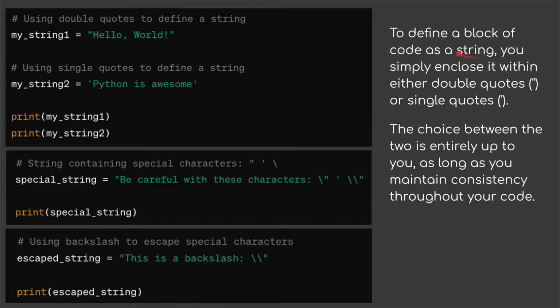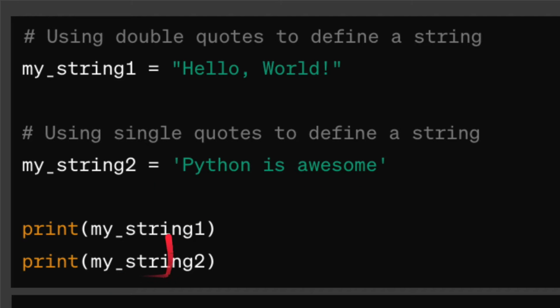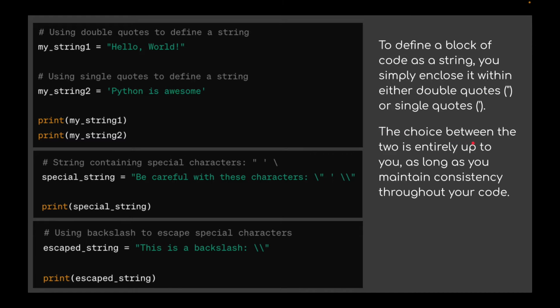So to define a block of code as a string, you simply enclose it within either double quotes, as you see here, or single quotes. Okay, I'm going to print off the two variables called myString1 and myString2 here. But the choice between the two is entirely up to you, as long as you maintain consistency throughout your code. There's also some things we've got to be careful of, the backslashes in particular, for special strings and escaped strings. Let's have a little look at this in Python.